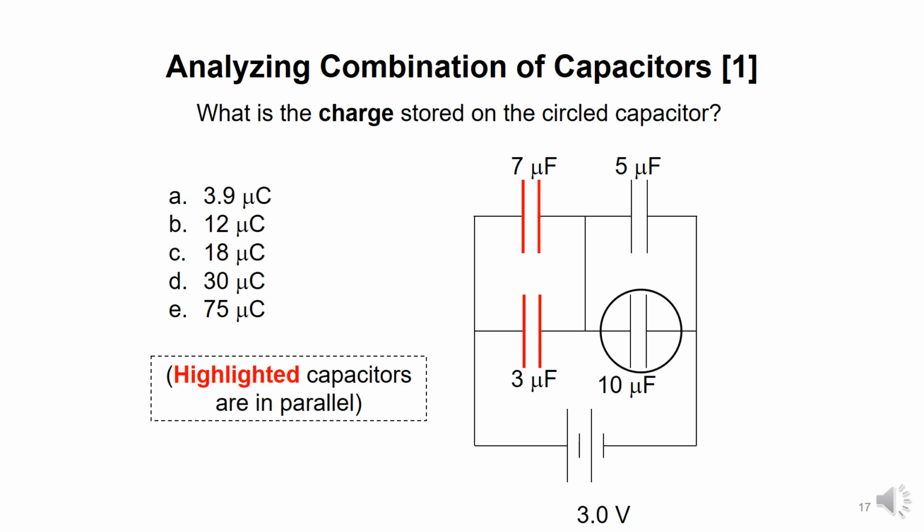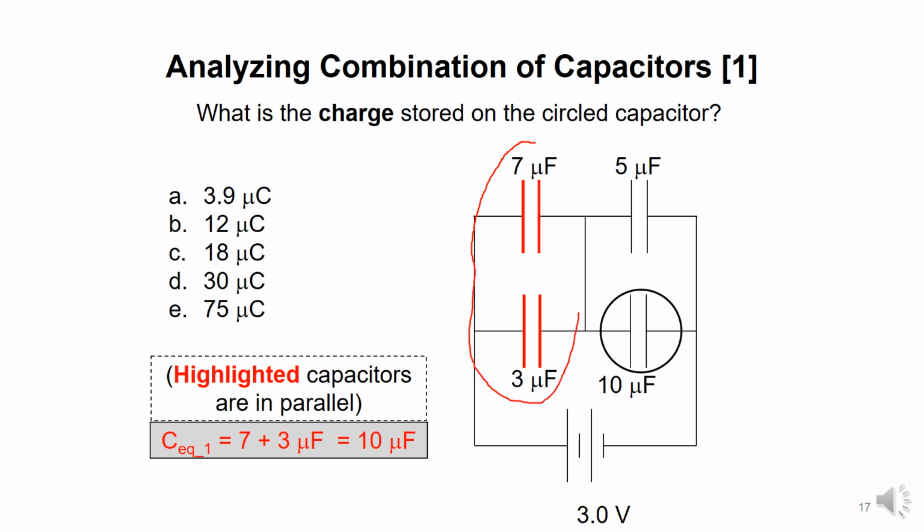Okay, so the highlighted capacitors are in parallel, and their equivalent capacitance, let's call it C equivalent 1, is 10 microfarad. All right, I guess I can draw it too. Here, let's get the pen. So I'll circle it. This combination has a C equivalent of 10 microfarad. Let's call it C equivalent 1.